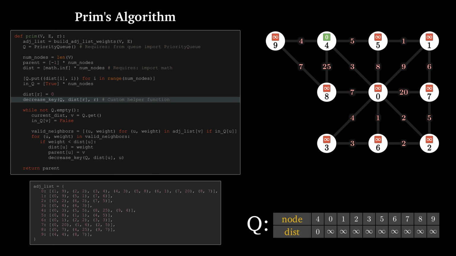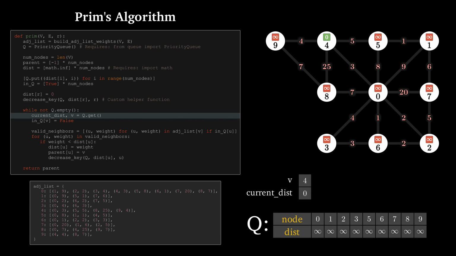Now we are approaching the main loop of the implementation. While the queue is not empty, we extract the node v along with its distance current dist from the queue using q.get. As explained before, q.get returns always the node with the smallest distance from the queue. This is very crucial. As the node v has been extracted from the queue, it is no longer contained in the queue, and thus we set inQueue of v to false.